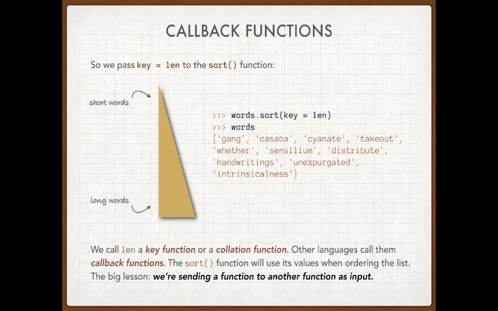Now, what's crucial and important about this concept is that for the first time we've seen this, I am not sending data to the sort function. I'm not even sending a value like true or false. I am sending a function to another function. That is to say, it is accepting a function as an input parameter, and it's using that function in its internal calculations about how to do a sort.